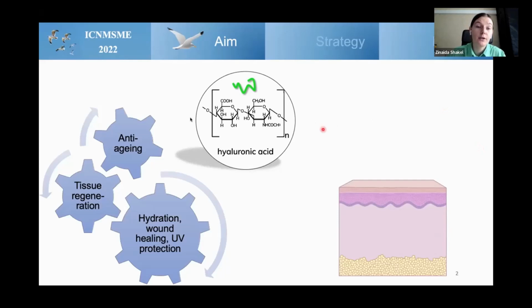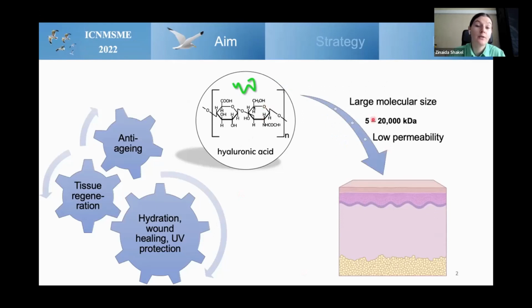The chemical structure of hyaluronic acid is a glycosaminoglycan, which has a big molecule size. Right? It's around 5 to 20,000 kilodaltons. Because of that size, it has low permeability to skin. The outermost layer of skin does not allow hyaluronic acid to permeate due to its size, and it stays on top of the skin. The main challenge here is to deliver hyaluronic acid into the skin.